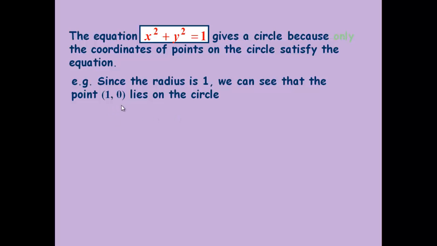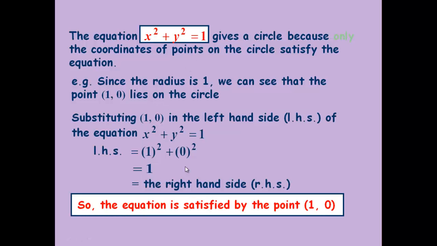We can see that the point 1, 0 will be on the circle, for example, because 1 squared plus 0 squared equals 1. So the point 1, 0 is proved to be on the circle by placing the x value and the y value into this equation and getting the answer, the right hand side of 1.